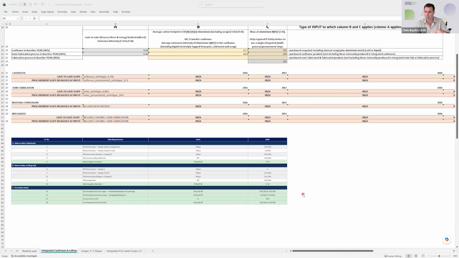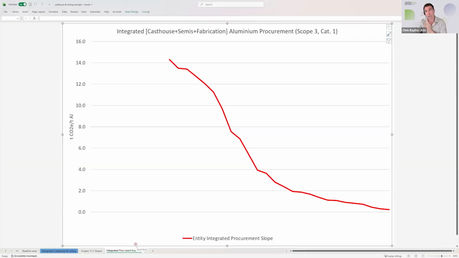We're going to share this material afterwards so you can see what that looks like. You enter those data and you must enter the mass of the aluminium input as well. That's also taken from the data below. And what this describes are two different slopes. It's one which is an integrated scope 3 category 1.